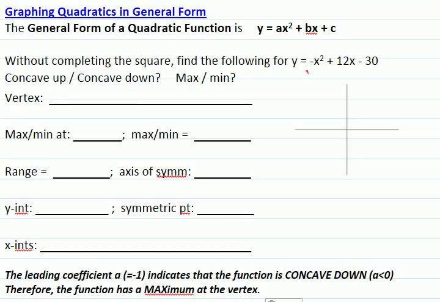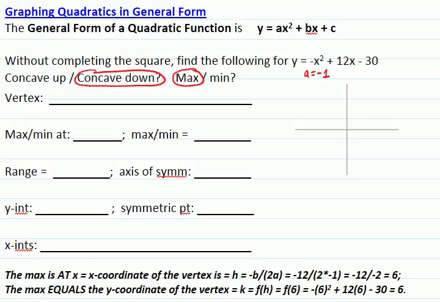Looking at the leading coefficient, a equals -1. Since it is negative, this is an indication that the quadratic is concave down and therefore it has to have a maximum. The maximum is at the vertex, so our next step is to locate the vertex.